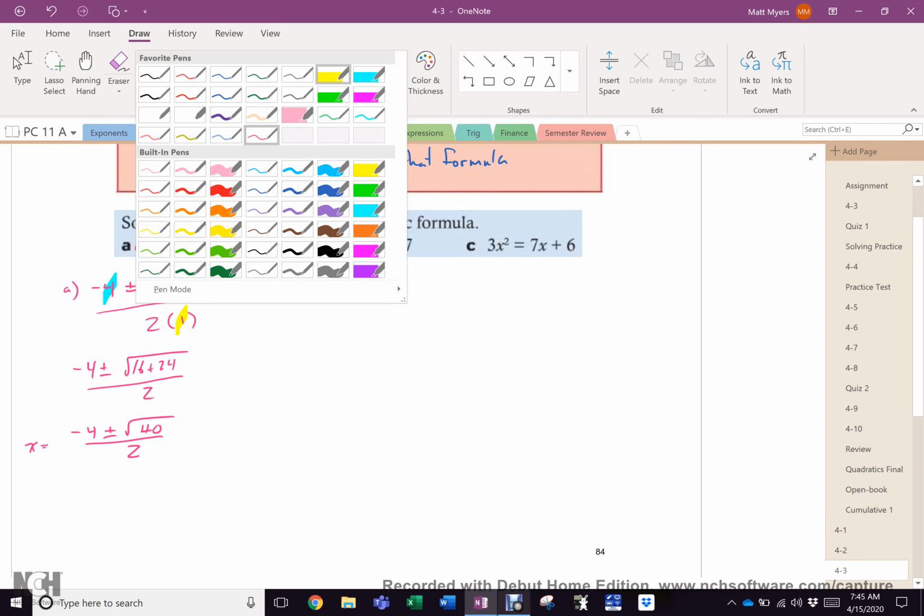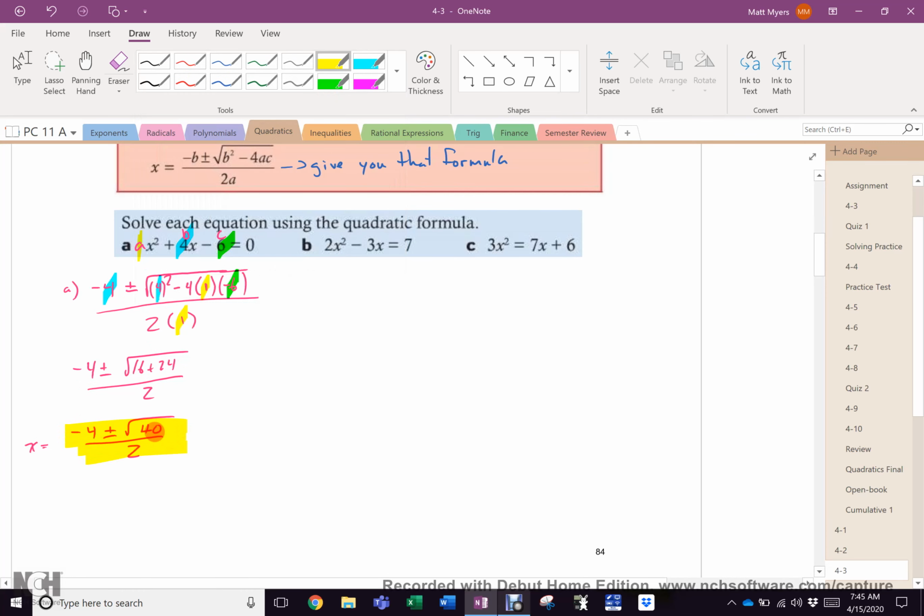And there is an answer. But of course we should simplify it. 40 is 4 times 10. So that's going to get me negative 4 plus or minus 2 root 10 over 2. Negative 2 plus or minus, the 2's cancel, root 10. And that is your best possible answer.